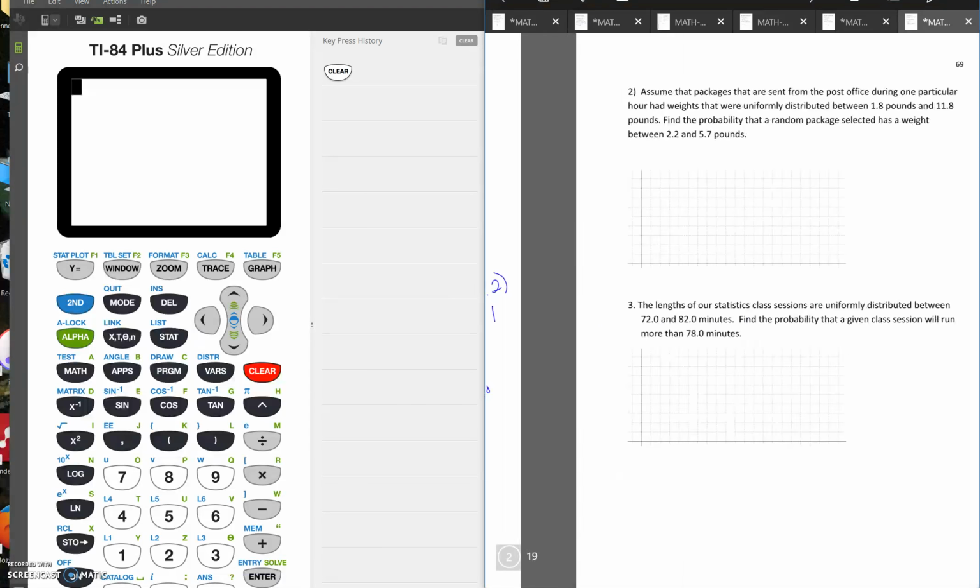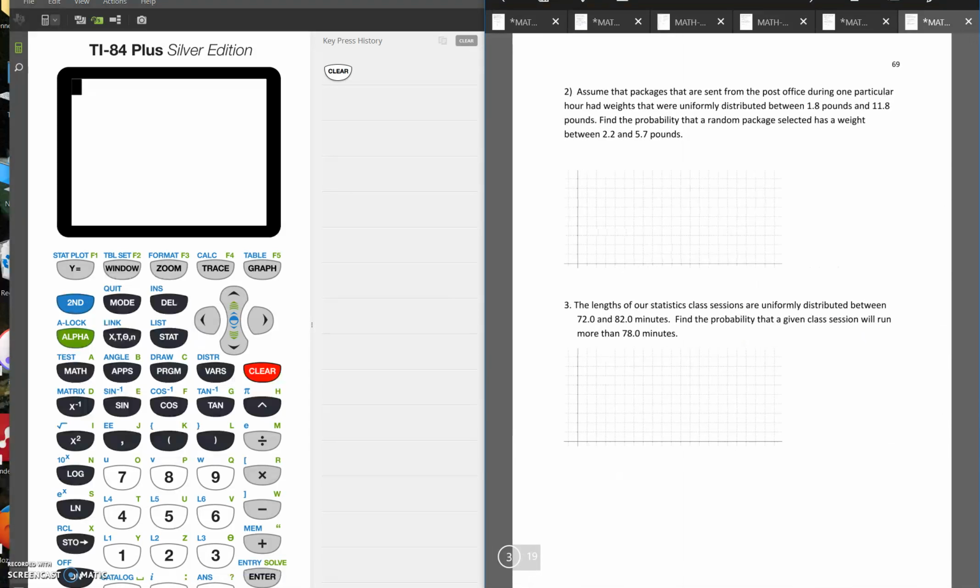Okay, we're going to do 2 more examples with the uniform distribution. Number 2 says, assume that packages sent from the post office during one particular hour had weights that were uniformly distributed between 1.8 pounds and 11.8 pounds. So if we draw the base, we go from 1.8 to 11.8. Now we need to figure out what the height is going to be.